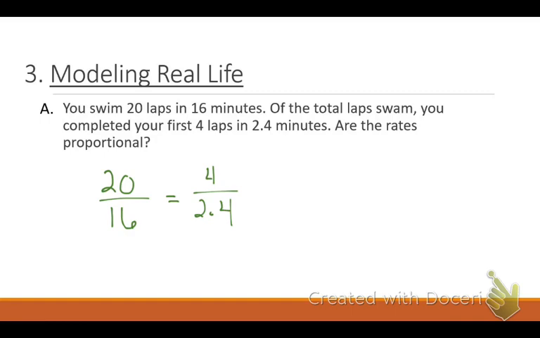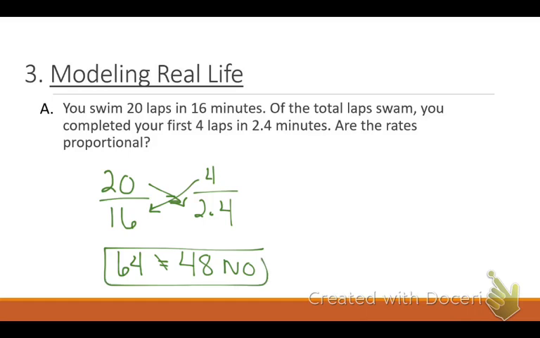So my first question is, are these rates proportional? We're going to talk in a minute about what it means. The first thing I want you to do, though, is just test it using your cross products. Are these rates proportional? Go ahead and do that, please. Okay, what's 16 times 4? 64. Okay, and what's 20 times 2.4? 48. All right, are these rates proportional? No.